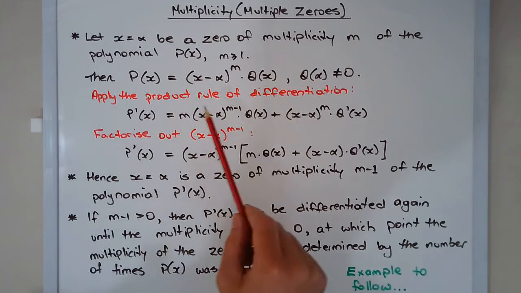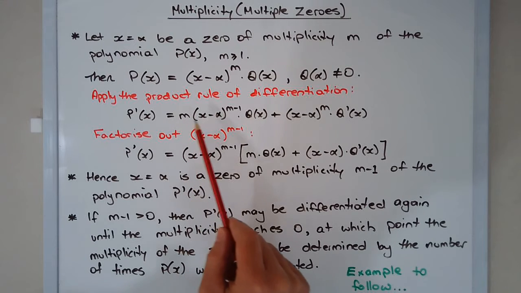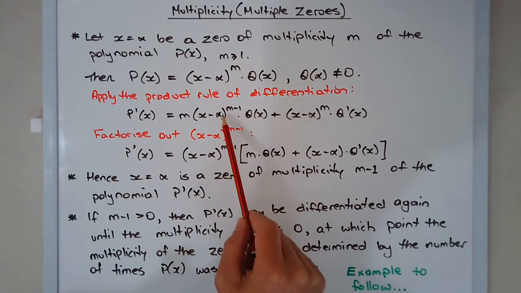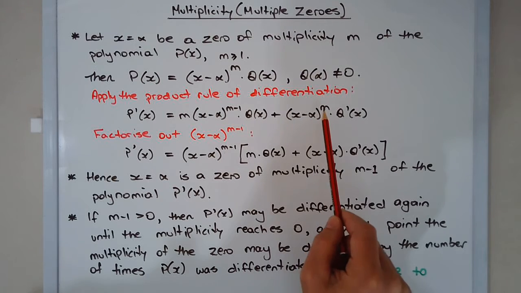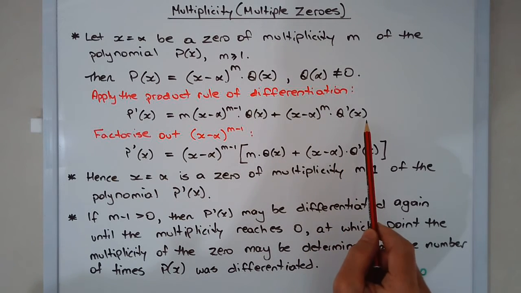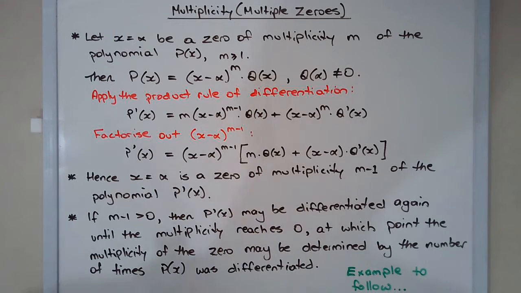Now if we apply the product rule of differentiation, we have p dash of x equals m times (x minus alpha) to the power of m minus 1 multiplied by q of x, plus (x minus alpha) to the power of m multiplied by q dash of x. So that's our u dash v plus u v dash. That's our u, that's our v.